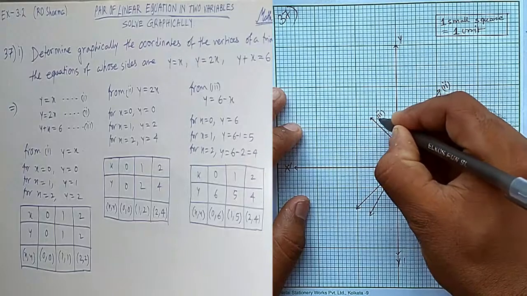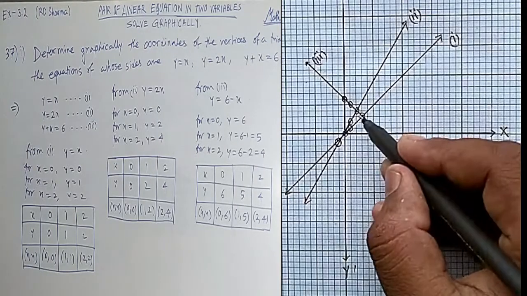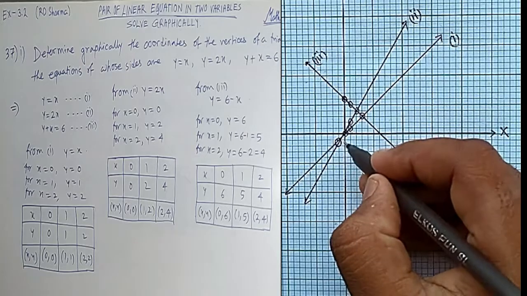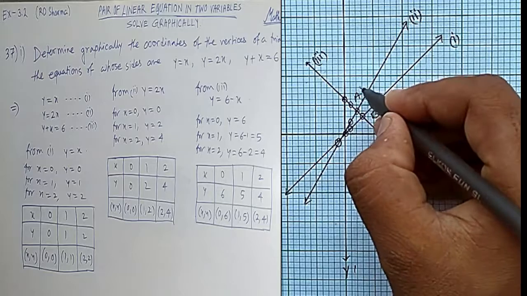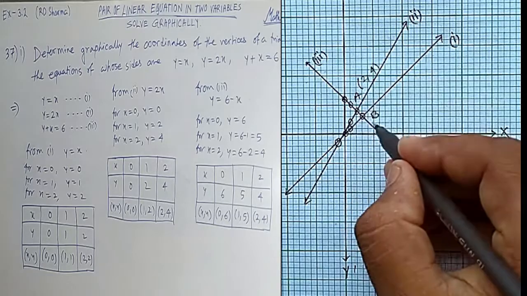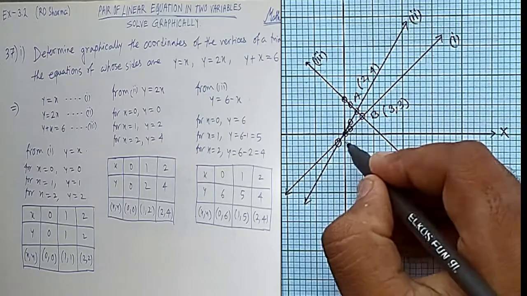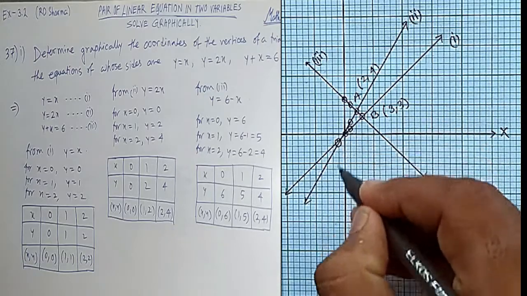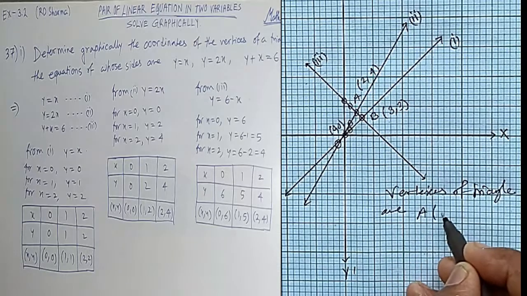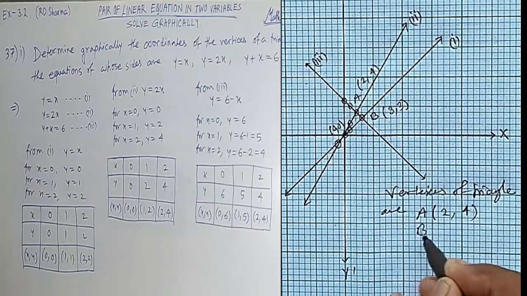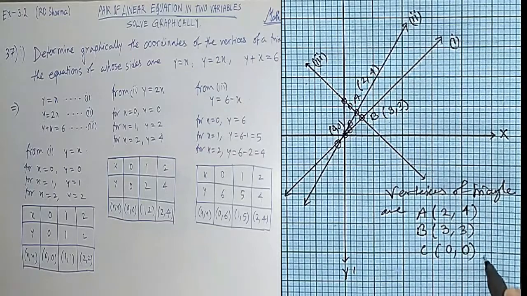This is the third equation. Now we have to find out the coordinates of the triangle from these lines, and this is the required triangle, and this is the origin, and this is A, and this is B. The coordinate of A is (2, 4), and the coordinate of B is (3, 3), from the graph we can say. And the coordinate of the origin is (0, 0). The vertices of the triangle are A (2, 4), B (3, 3), and C (0, 0). That's it.